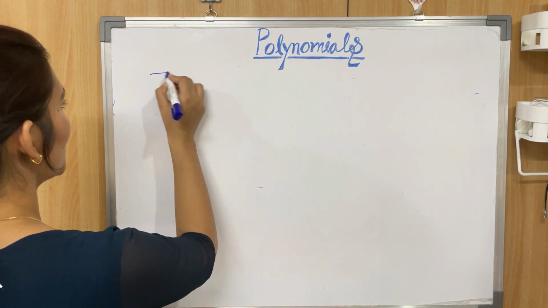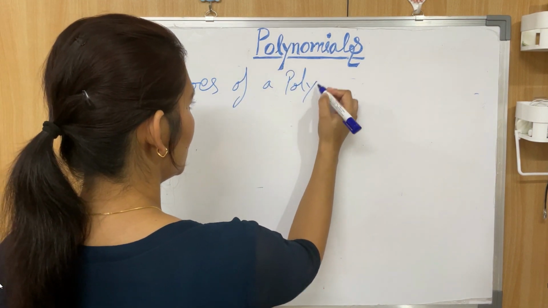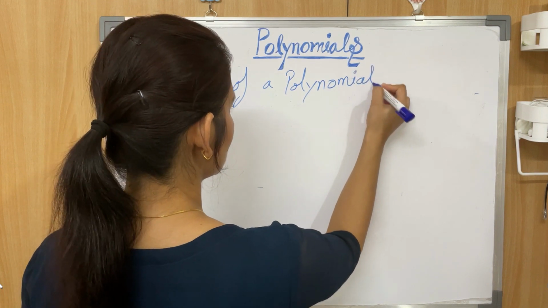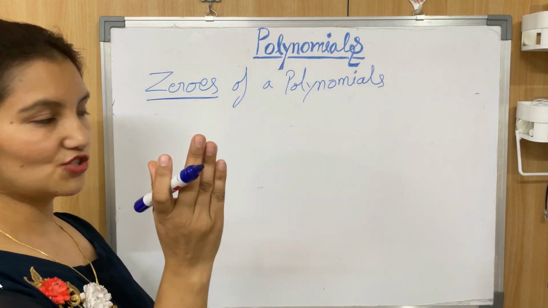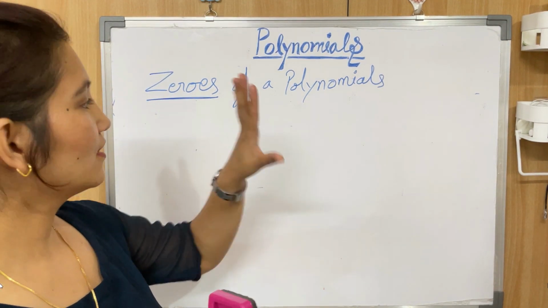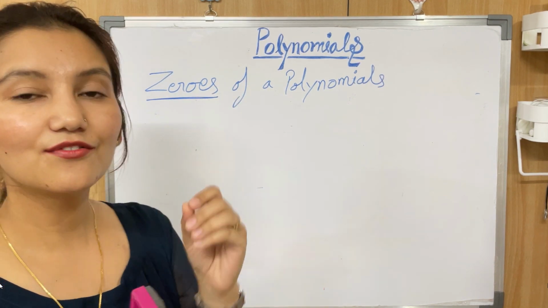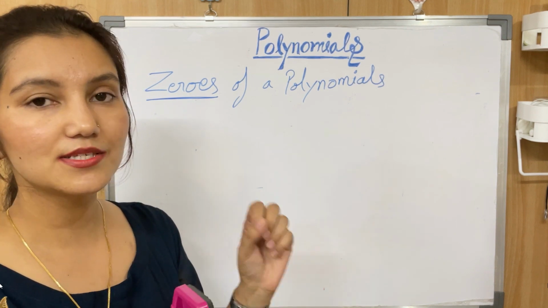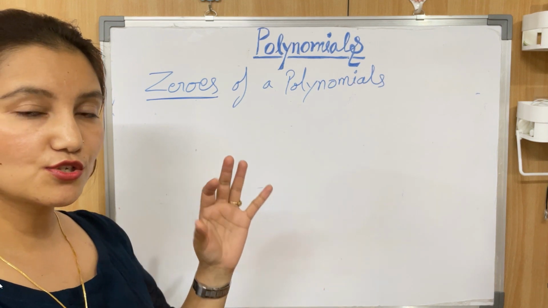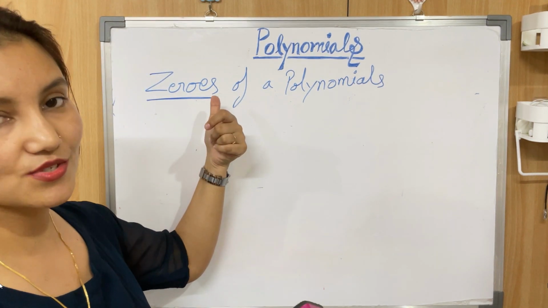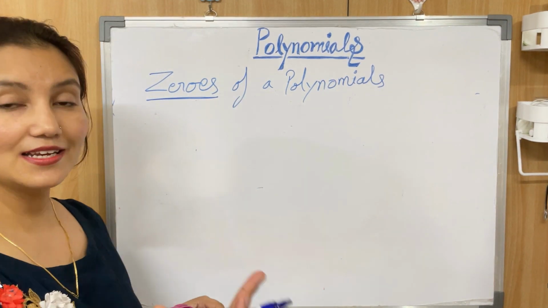Okay. So now we will move on to discuss zeros of a polynomial. Now, what does zeros mean? As the name suggests, the literal meaning of this word, zeros. What does it mean? Zeros means that value that makes the polynomial 0. That value of the variable that reduces the polynomial to 0 is known as a zero of that polynomial. For example, let's take a linear polynomial.